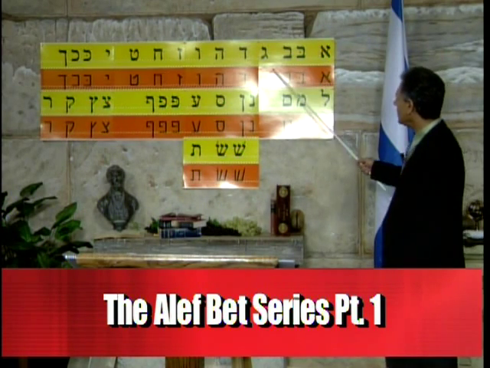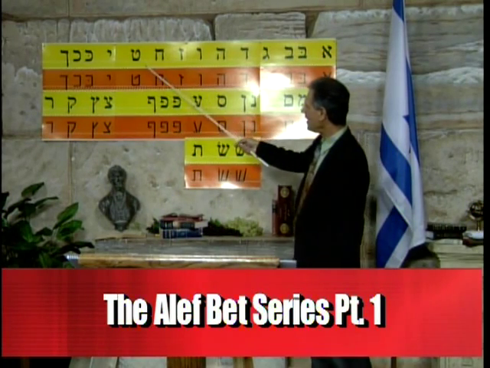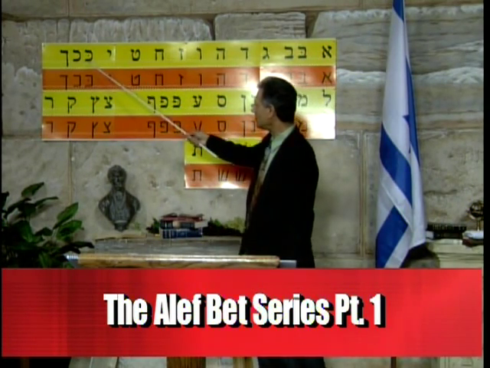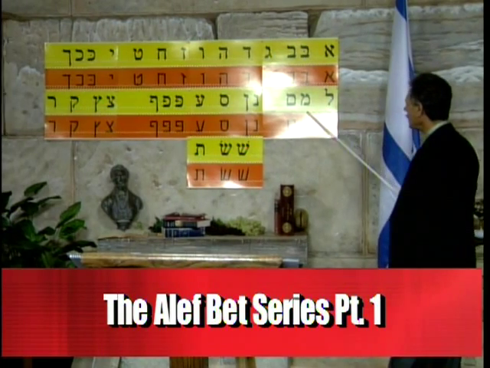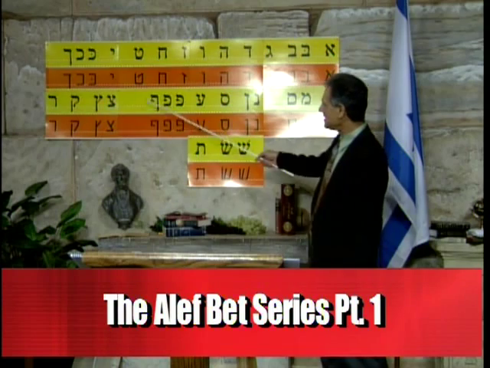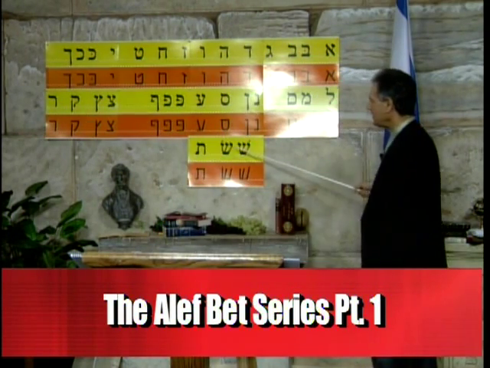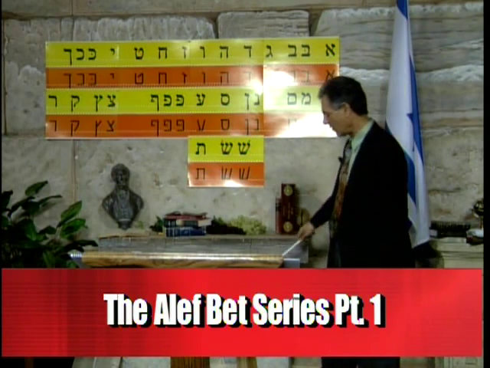Aleph, Bet, Gimel, Dalet, Hey, Vav, Zayin, Het, Tet, Yud, Kaf, Lamed, Mem, Nun, Samech, Ayin, Pei, Tzadik, Kuf, Resh, Shin, Tav. And that's the whole thing.